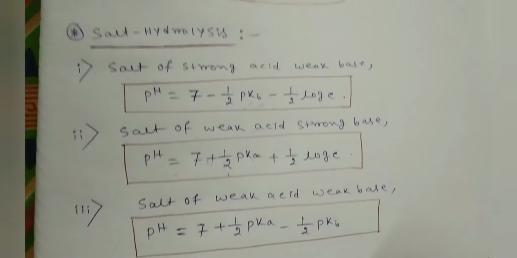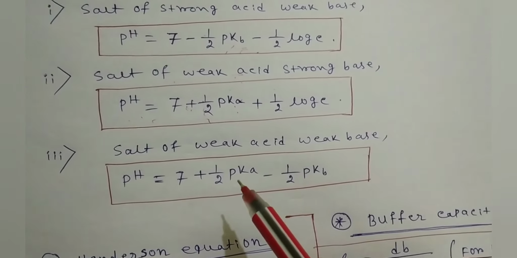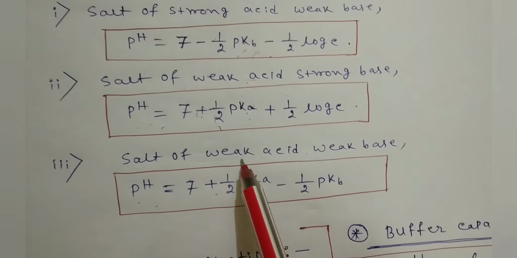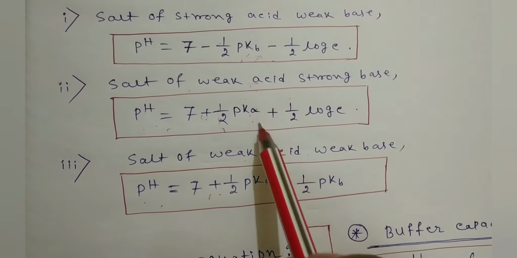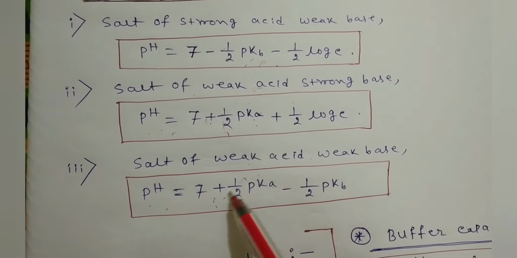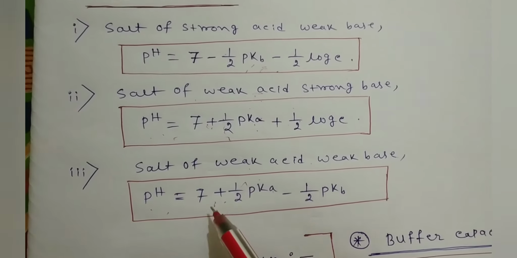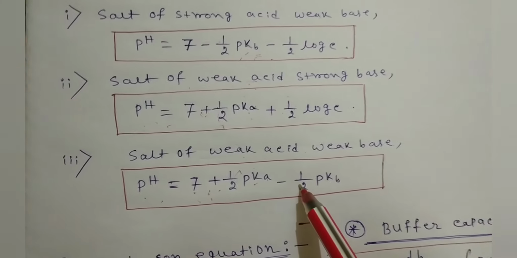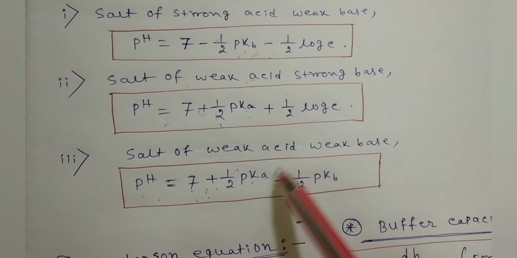Okay, and when we add these two things, weak acid and weak base, then pH equals 7 plus half pKa minus half pKb. If we use this, here it will cancel, and after that half division it will form 7 plus half pKa minus half pKb, but its calculation is somewhat complicated.